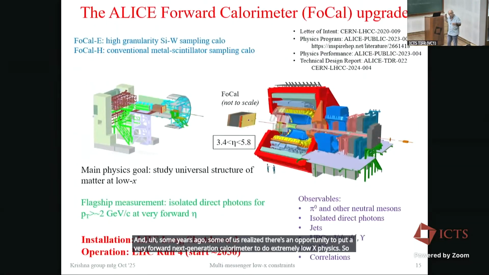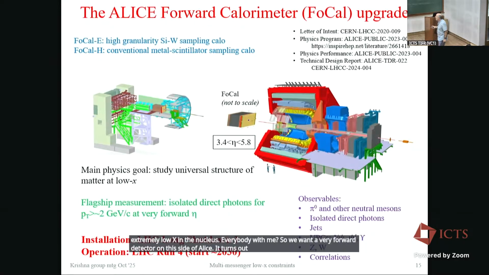So what's low x? You have a proton. Imagine running the LHC with lead and proton, and you want to look at kind of a backscatter off the lead nucleus. You want to look at the proton going in the very forward direction, and that will probe extremely low x in the nucleus. Everybody with me? So we want a very forward detector on this side of ALICE, and it turns out it's open.